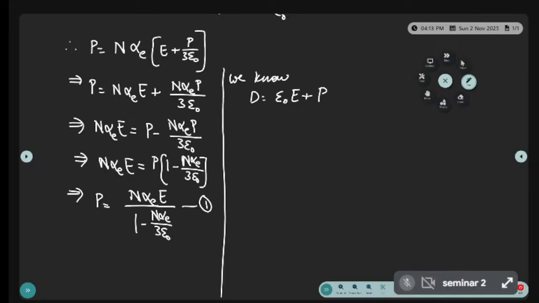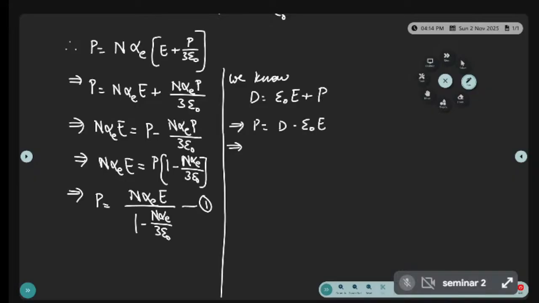That is done. D is equal to epsilon naught E plus P. Remember the derivation? D means displacement vector, P means polarization, epsilon naught means permittivity of free space. E stands for electric field strength. Okay, good. Right. From this equation you write P. So P is equal to what? D minus epsilon E.